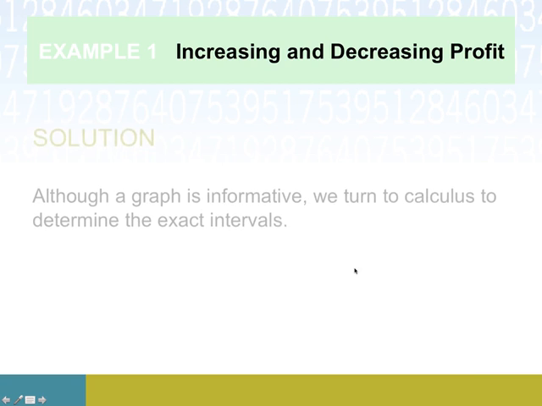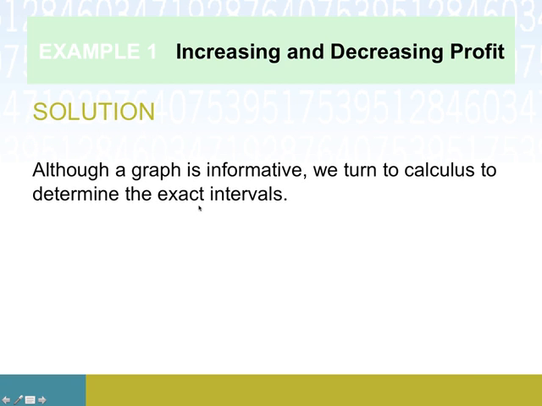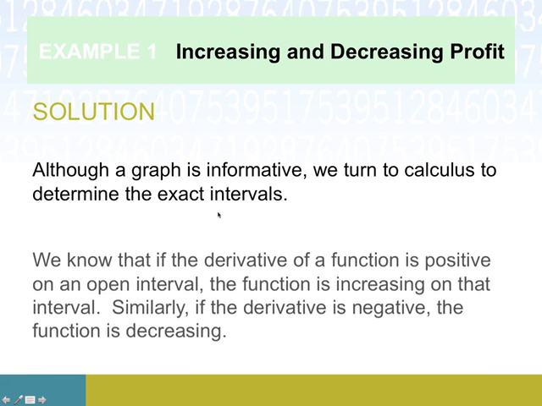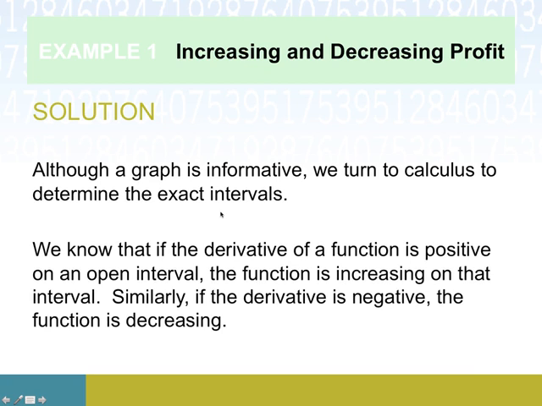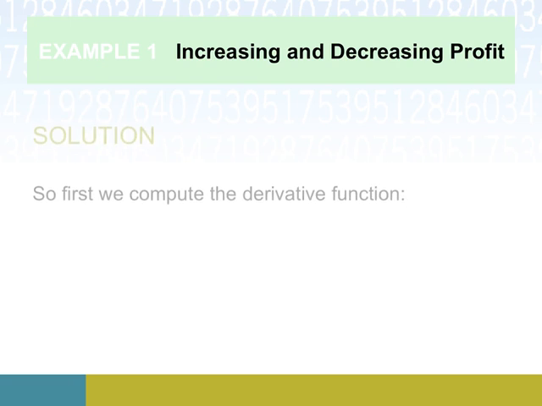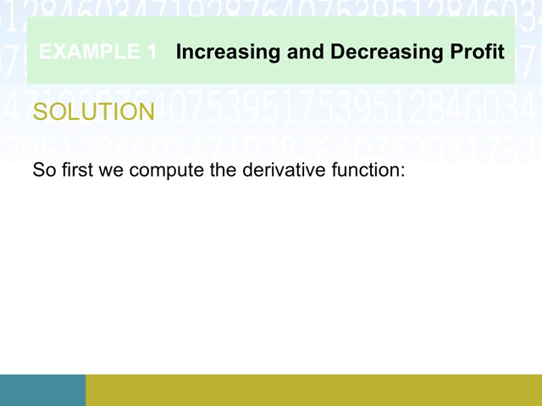But actually, we can do this exactly if we rely on some calculus, basically, the algebra, as it were. So one thing we were just told is that if the derivative is positive on some interval, then we know that function is increasing. And if the derivative is negative, the function is decreasing. So if we can figure out where the derivative of profit is greater than 0 or less than 0, then we can make some claims about increasing and decreasing.